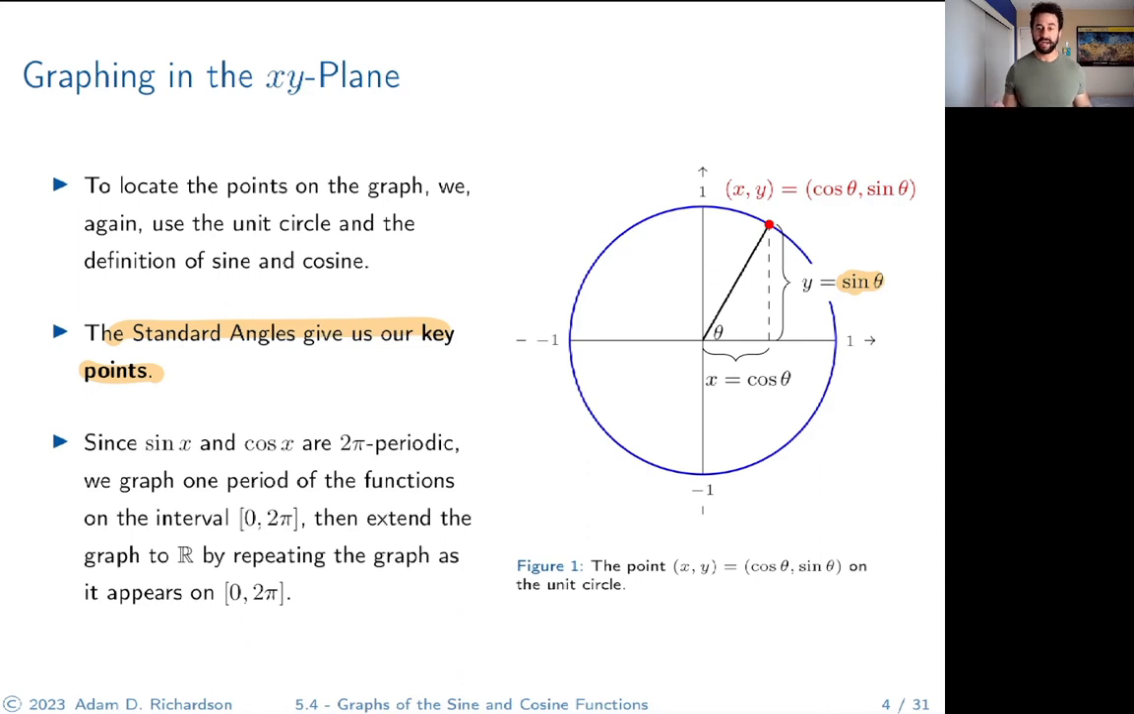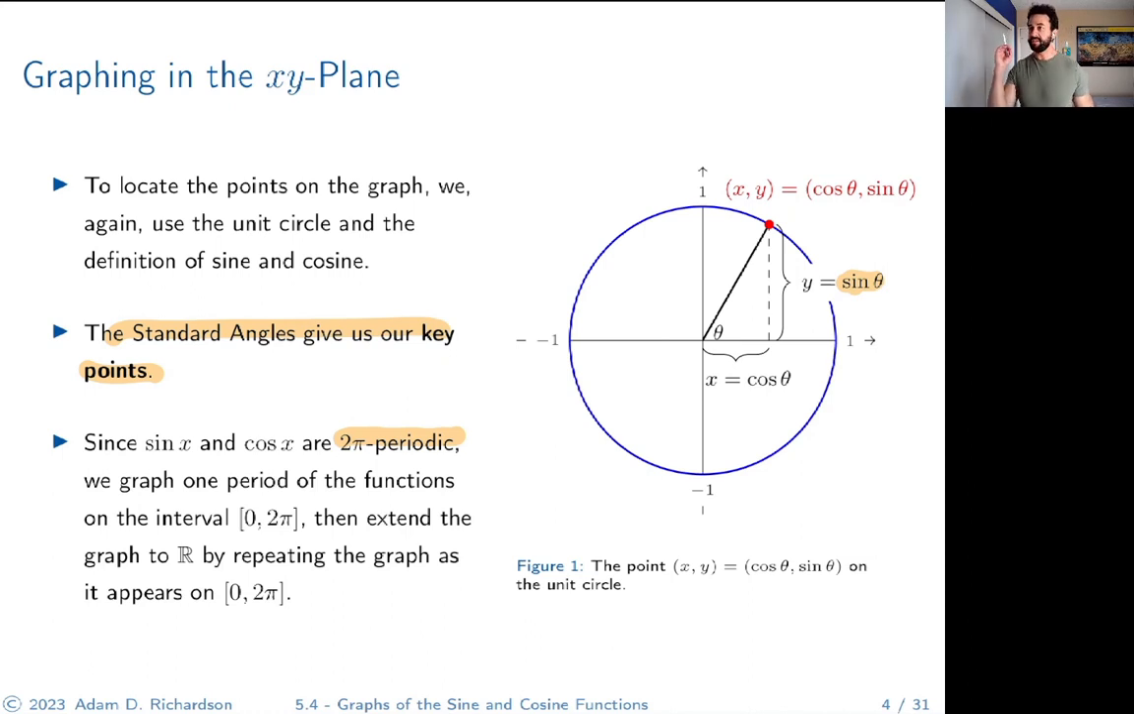Now the other thing is this. Sine and cosine are 2 pi periodic functions. So that means their graph repeats every 2 pi radians, every 2 pi units, right? So if you want to graph the function on the entire real line, you just need to graph one period of it on the interval 0 to 2 pi, and then graph the rest of it. You can just basically repeat the graph in both directions, and that's what it'll look like.